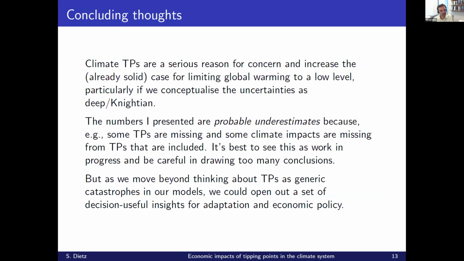But having said that, as we move beyond thinking about tipping points as generic catastrophes in our models and move towards thinking about models with geophysical foundations, where crossing a climate tipping point generates tangible outcomes in terms of temperatures, sea levels, and so on, we could open out a set of decision-useful insights for adaptation and economic policy beyond arguing about optimal temperatures, which, as I said in my first point, is an argument that I think has essentially been won, is done.